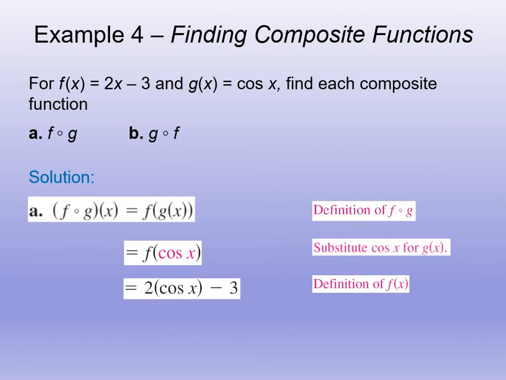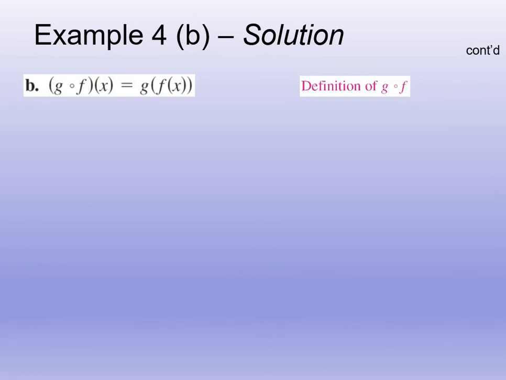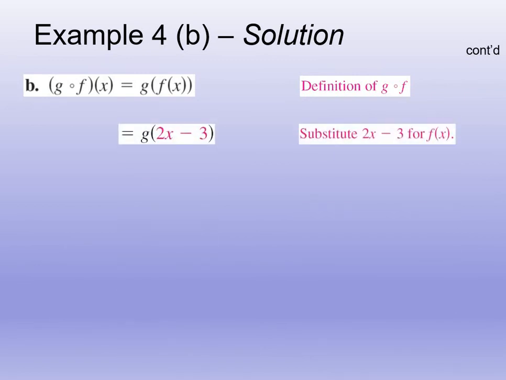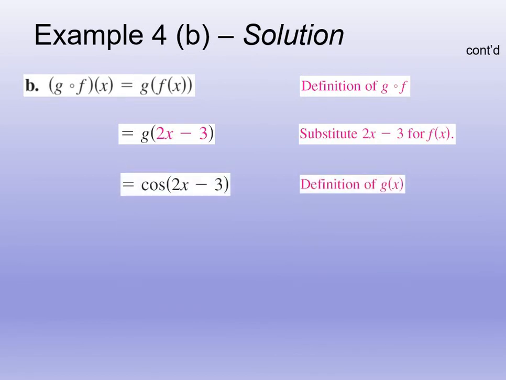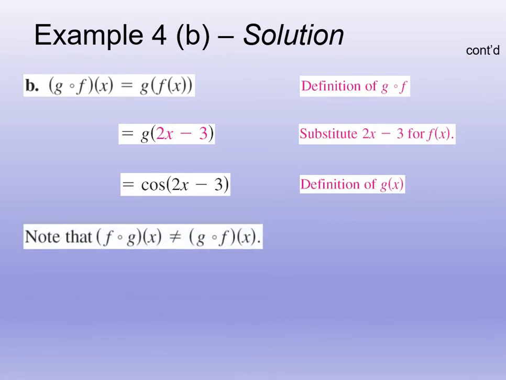Then we want to go the other direction. We're going to find g of f of x. So I'm going to take f of x and substitute it into the g of x, in this case. So I'm going to take f of x, which is 2x minus 3, and put it into g of x. So that becomes cosine of 2x minus 3 when we work that out, okay? So notice, important, f of g of x does not necessarily equal g of f of x, okay?